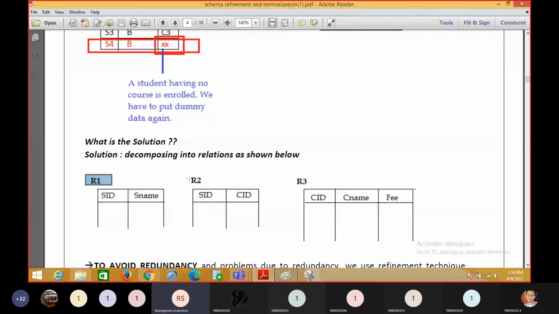This is the R1 table, or called R1 relation. This is the R2 table or R2 relation. It's the R3 table or R3 relation.